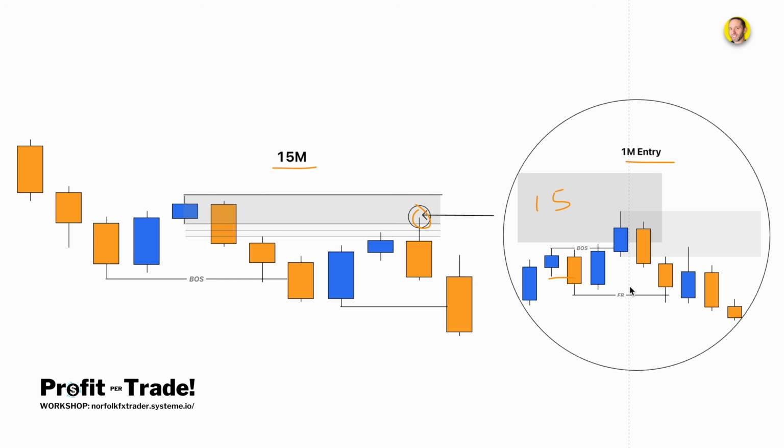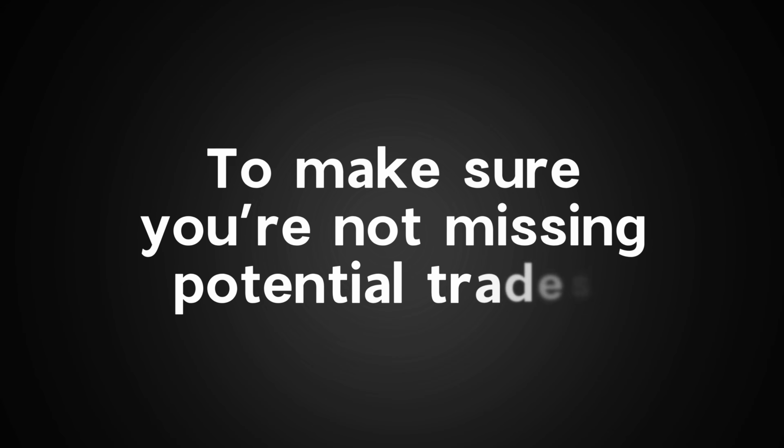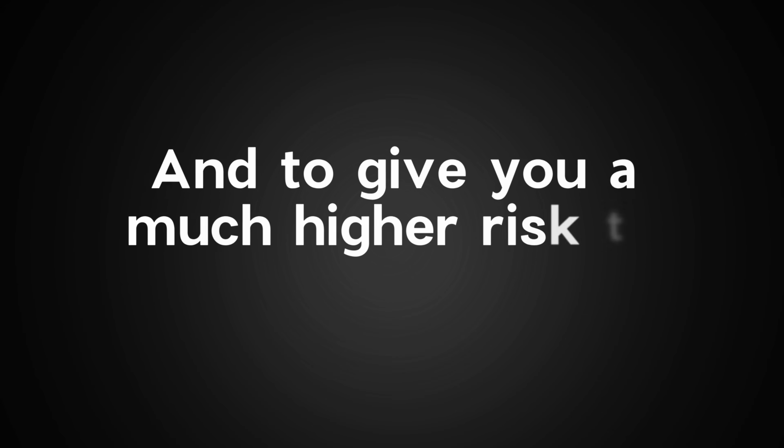But we're going to look at the actual concept today, which is classed as a fractal structure and a fractal reversal. This becomes a fractal reversal level. When we use fractal structure, we're not concerned so much about the body close like we see here on this higher time frame structure. We're just looking for a wick through the structure. And this is how you can apply this to a confirmation entry to make sure you're not missing potential trades and to give you a much higher risk to reward.